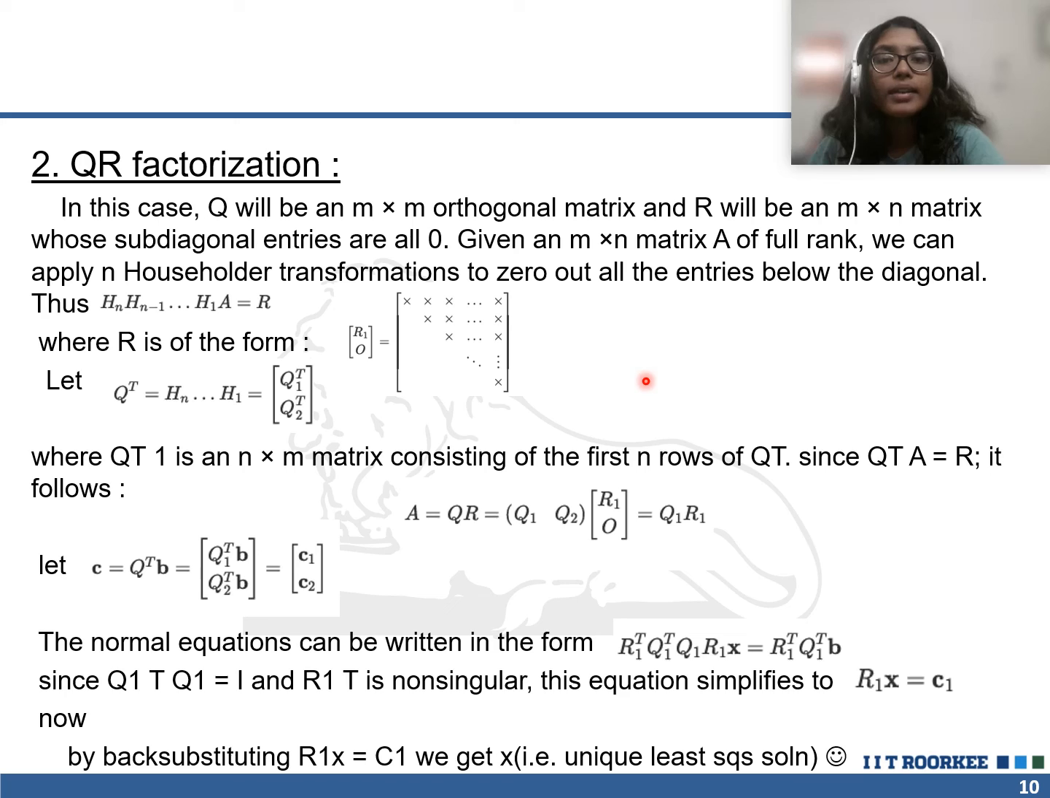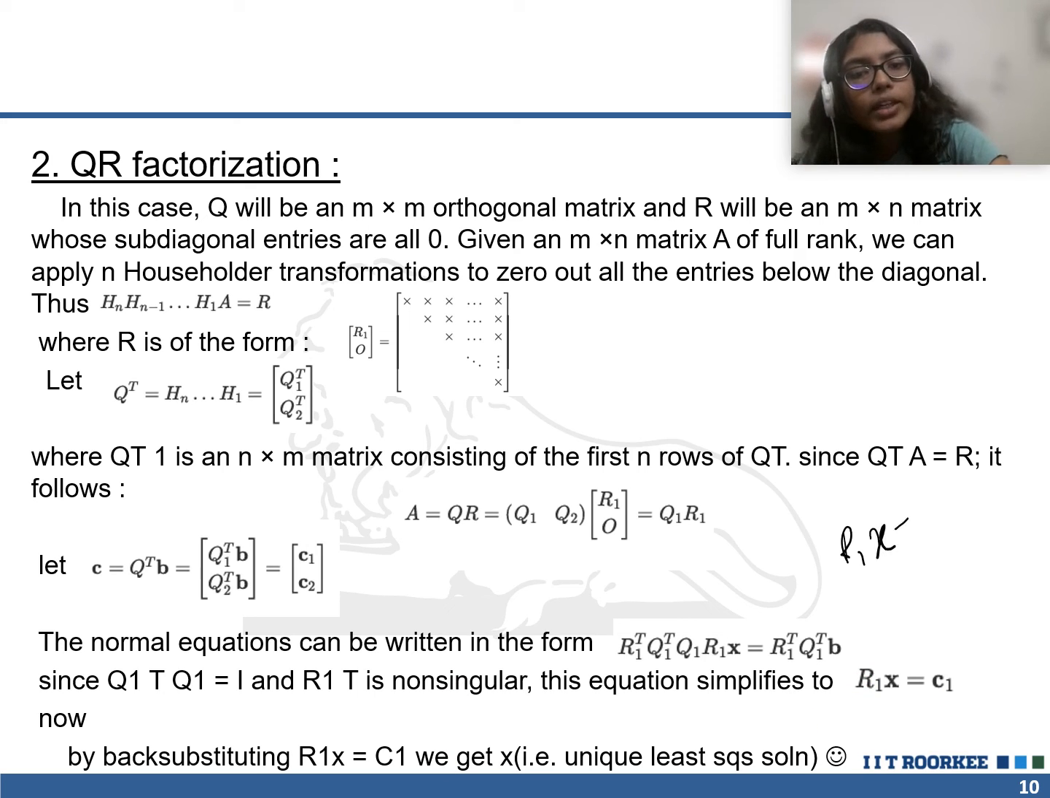So look, it used to be of the form Ax equal to B. You simply applied H1, H2, up to Hn, that is Q transpose, on both sides. The Q part cancels, and you get something of the form R1 x equal to C1. Now you know R1, and you also know C1, since C1 is Q1 transpose B. By back substituting R1 x equal to C1, you will get x. Also note that R1 and C1 are of the same order here.